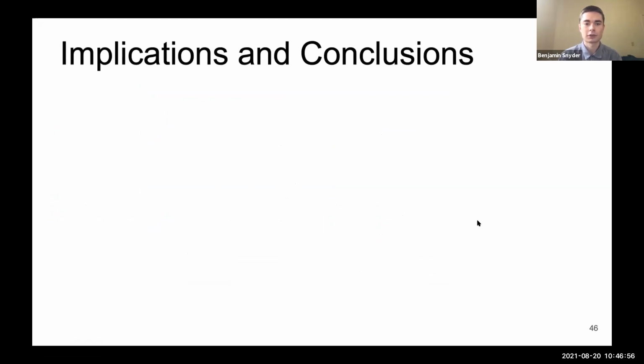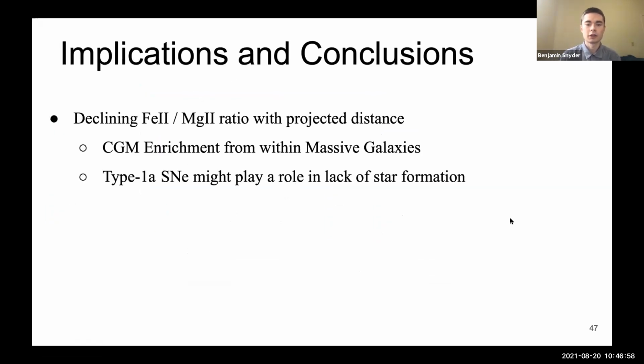So what do these results tell us? Well, for the declining iron to magnesium ratio with projected distance, this tells us that there's significant enrichment from within the massive galaxies themselves, as opposed to the broader intergalactic medium. And these type 1a supernovae that I mentioned, they might actually play a role in the lack of star formation because they inject energy and momenta that could prevent gas from cooling.